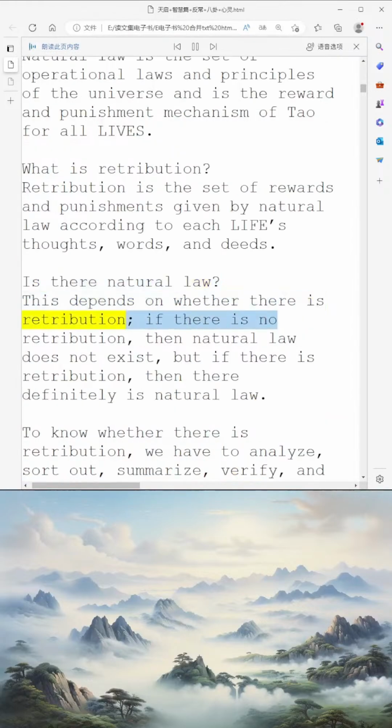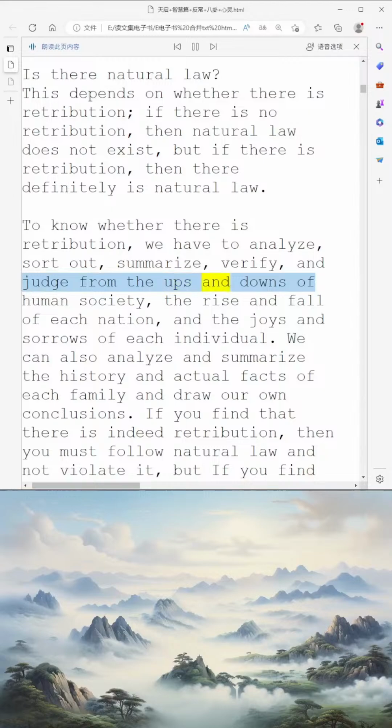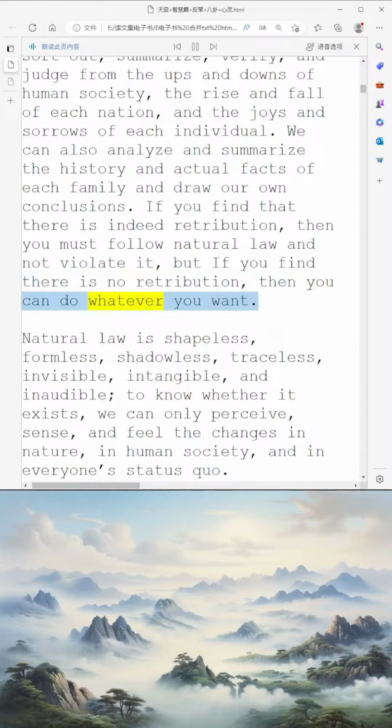This depends on whether there is retribution. If there is no retribution, then natural law does not exist. But if there is retribution, then there definitely is natural law. To know whether there is retribution, we have to analyze, sort out, summarize, verify, and judge from the ups and downs of human society, the rise and fall of each nation, and the joys and sorrows of each individual. We can also analyze and summarize the history and actual facts of each family and draw our own conclusions. If you find that there is indeed retribution, then you must follow natural law and not violate it. But if you find there is no retribution, then you can do whatever you want.